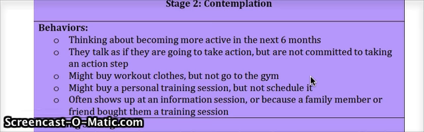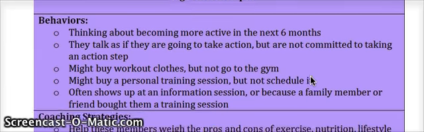So a lot of times you can ask them, what is the action that you are taking? When is it on your calendar? How important is this to you? Scale 1 to 10. Great. Give me the commitment. What is the date that you have committed to doing this? And a lot of times they'll go, oh, I don't know. I need to check my schedule. That's how you know they're in the contemplation phase.